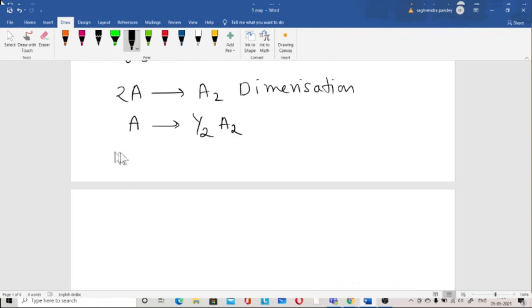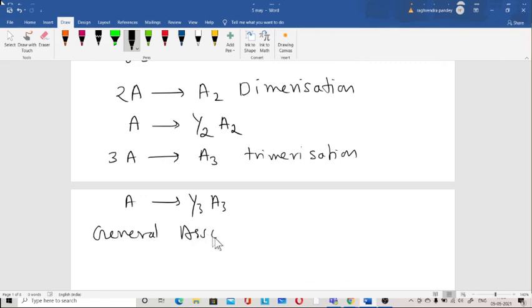Suppose there is another type of association where 3A gives A3, just like ozone. It is called trimerization. Then I can write this as A gives 1 by 3 A3.